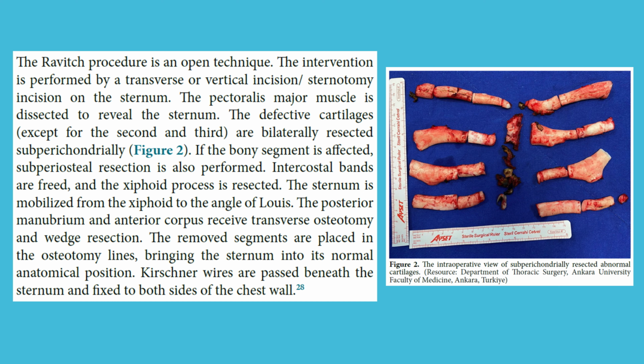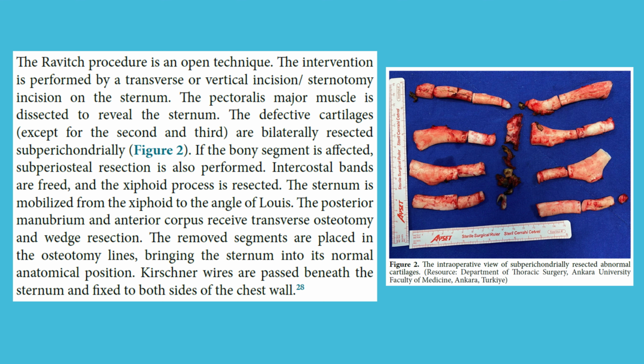If the bony segment is affected, subperiosteal resection is also performed. Intercostal bands are freed, and the xiphoid process is resected. The sternum is mobilized from the xiphoid to the angle of Lewis. The posterior manubrium and anterior corpus receive transverse osteotomy and wedge resection.